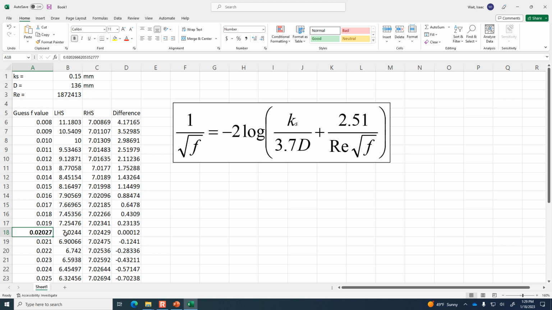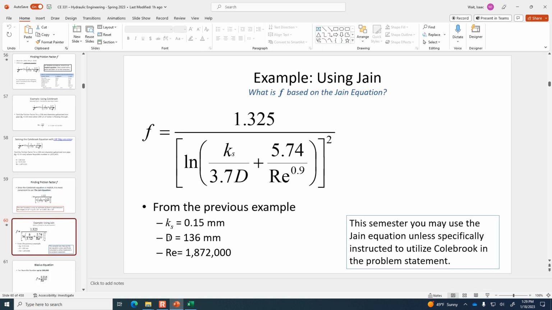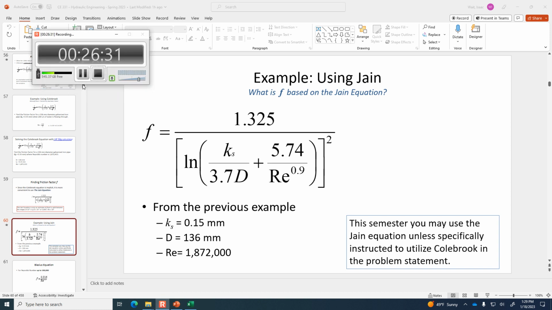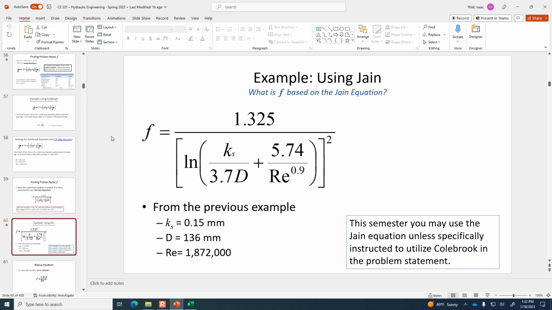Colebrook. Jain. All right. Here's the formula. You've got all the variables, so calculate f. In hydraulics, and especially hydrology, if you ever get into hydrology, then you have to be comfortable with a little bit of uncertainty.